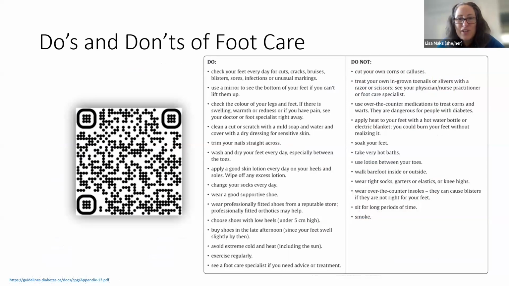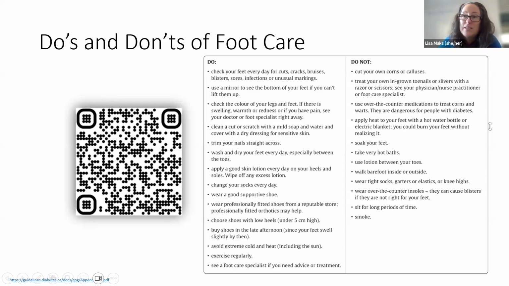I'm not going to walk through everything on here, but highlight a few of the important ones. And that's just checking their feet every day, using a mirror to see the bottom of their feet if they can't, trimming their nails straight across if they're still able to trim them, which means seeing it, reaching it, dexterity of being able to do that. If they can't, they should be seeing a specialist for that. Making sure that they have good shoes on, and avoiding extreme cold and heat, especially if they have neuropathy.